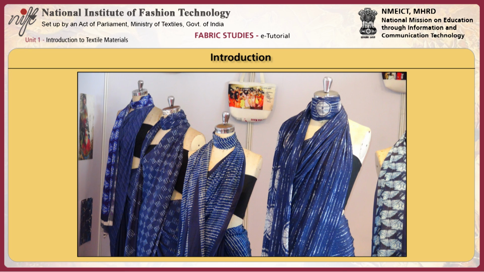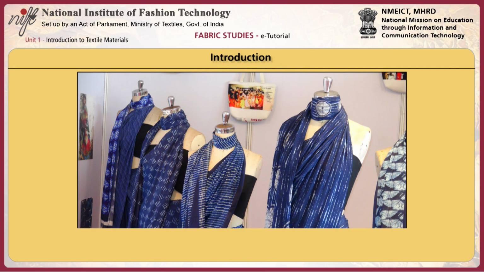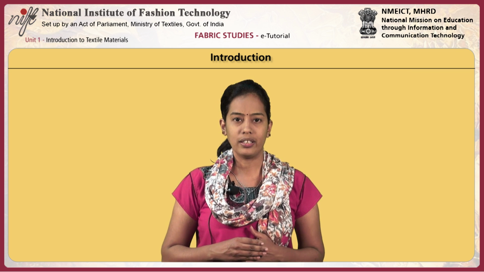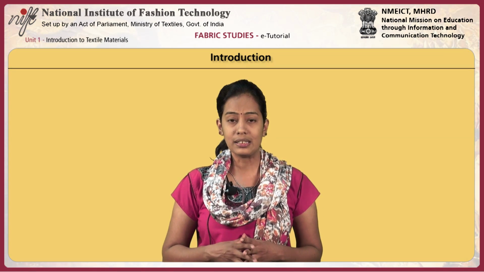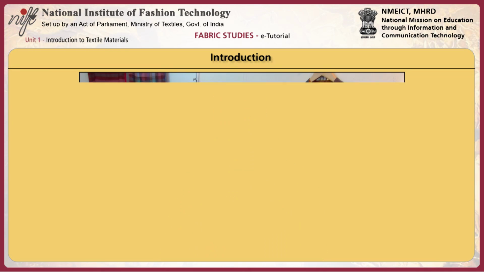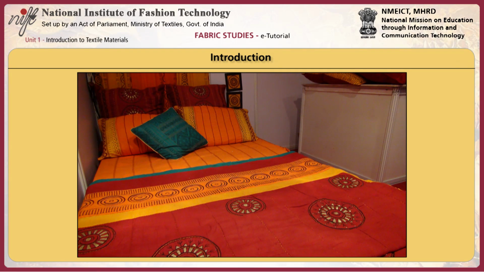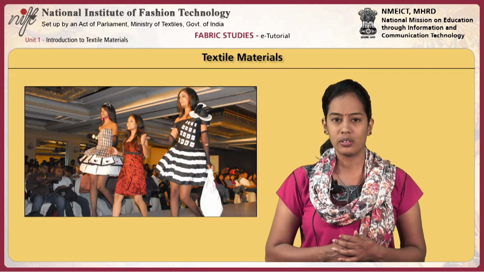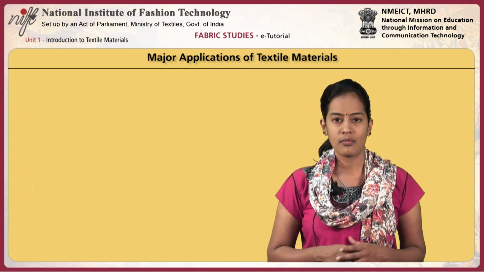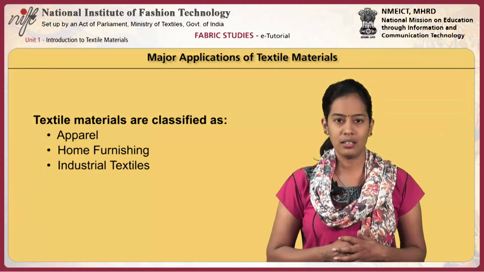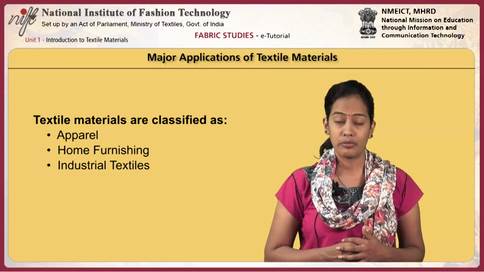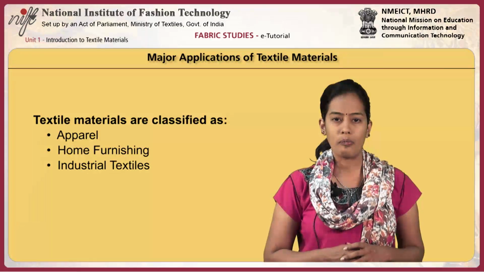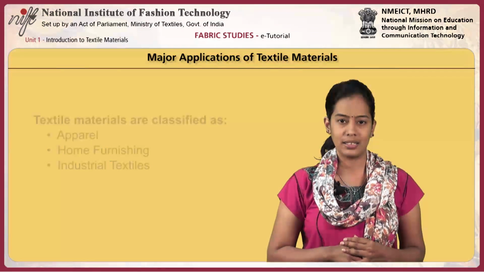Textile materials find application in almost all walks of life from morning till we go to bed. We find them in the toothbrush bristles, the carpet we step on, the dress we wear and the bed we sleep in. Here are some examples of fashionable clothing. Let's have a look at textile materials. Major applications of textile materials are classified as apparel, home furnishing and industrial textiles.